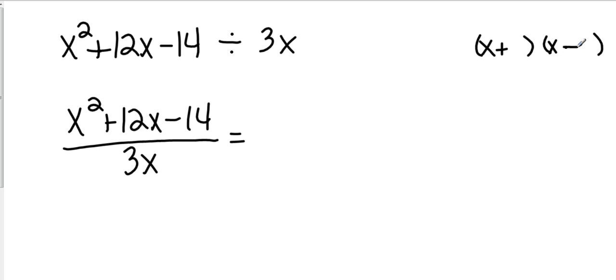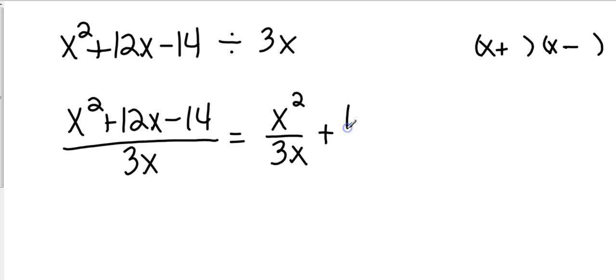And my factors of 14 are 14 and 1 and 2 and 7. So 14 and 1, I can't put that together to make it a 12. And 2 and 7, I can't put it together to make a 12. So this is unfactorable. So we need to take it as it is. Okay? So here's what we're going to do. We're going to work each one individually. Okay? We're going to take x squared and divide it by 3x.